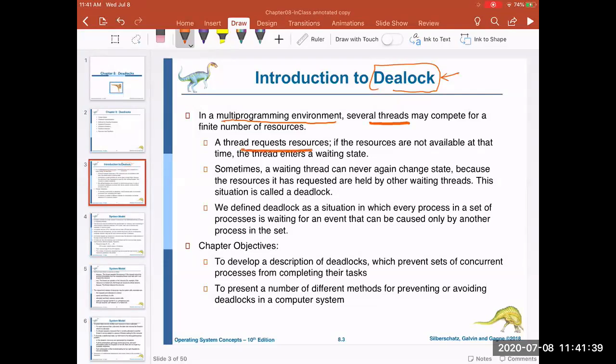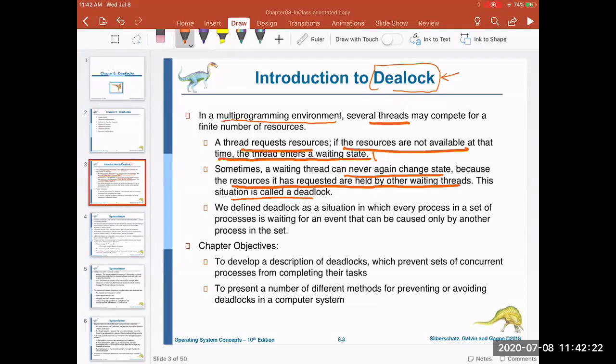A thread requests a resource. If the resource is not available at that time, the thread enters a waiting state. This is very clear to all of us: if the resource is not available for that particular thread, it will go into the waiting state. Whenever that resource becomes available, the thread becomes ready, and it is then allocated the CPU for execution. Sometimes a waiting thread can never change state, because the resources it has requested are held by other waiting threads, and this situation is called a deadlock situation.